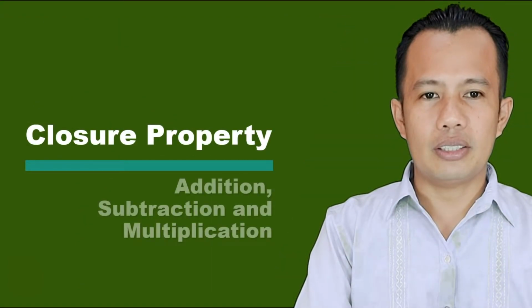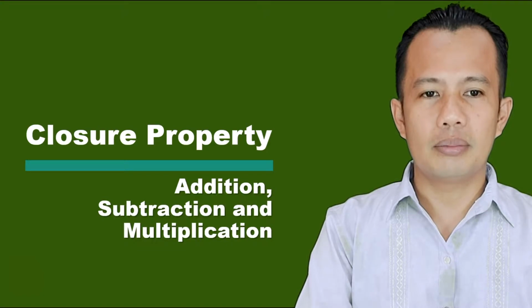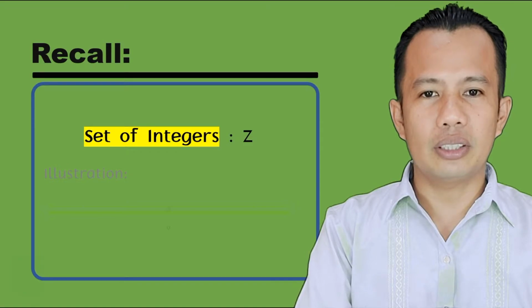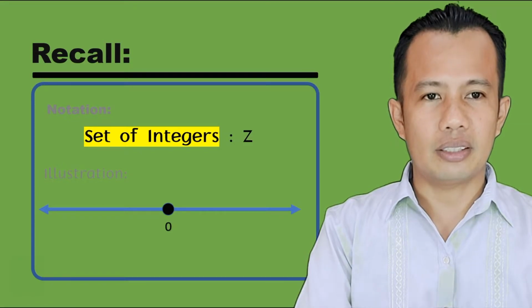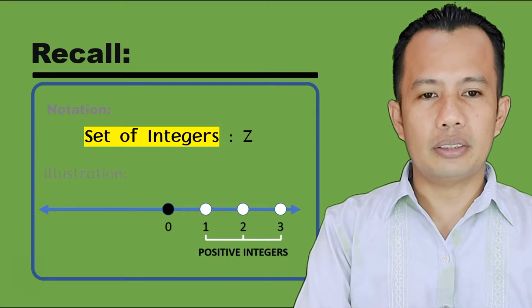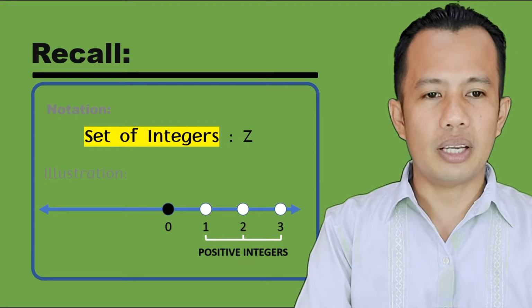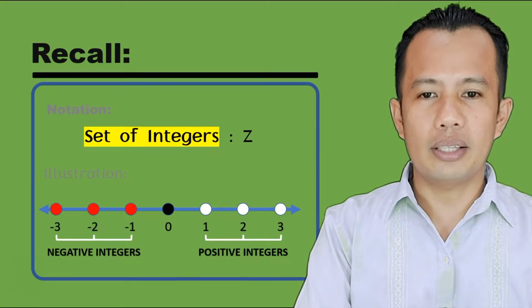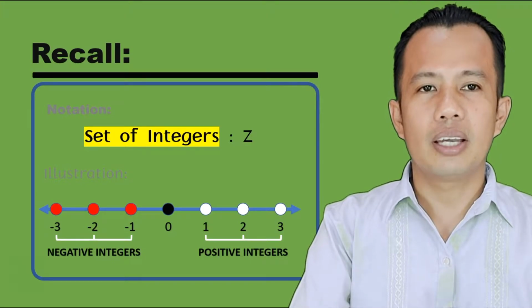Closure property. This is applicable only on addition, subtraction, and multiplication. Let's recall first the notation of the set of integers, which is the bold letter Z. Take note, capital letter Z. Illustration. Positive integers are the numbers to the right of 0, which are 1, 2, 3, and so on. To the left of 0, negative 1, negative 2, negative 3, and so on, which are called negative integers.